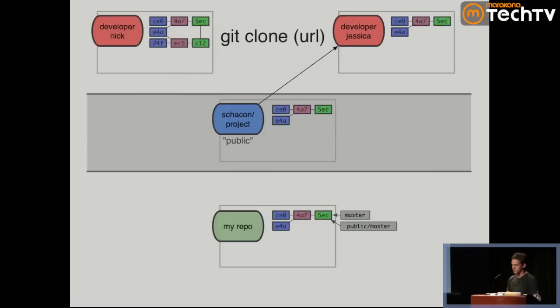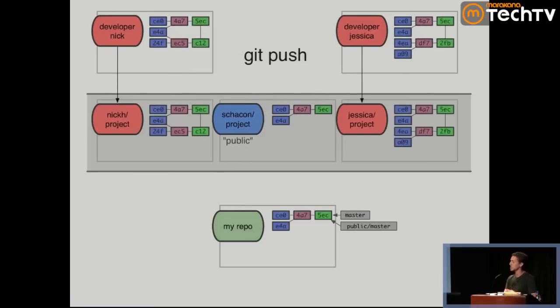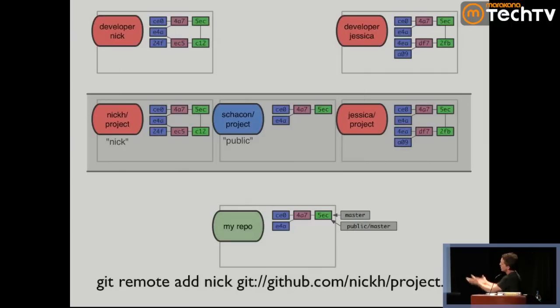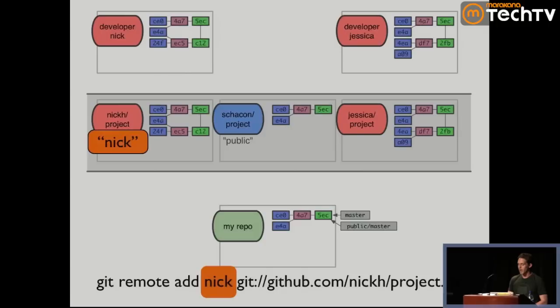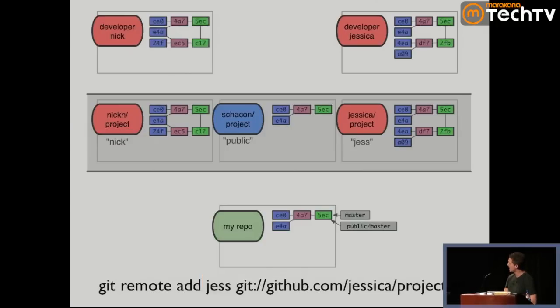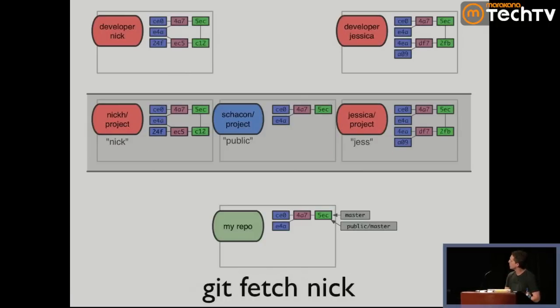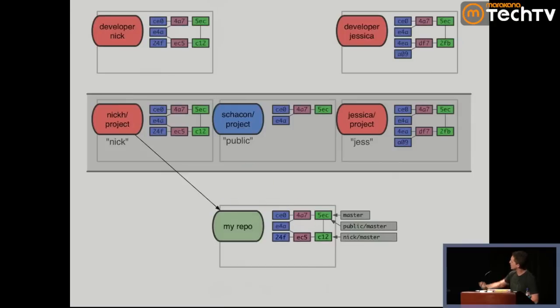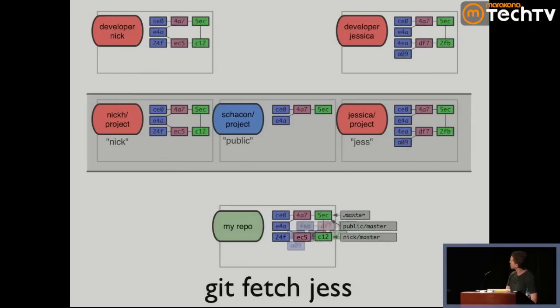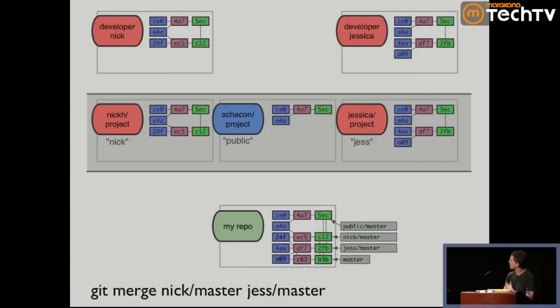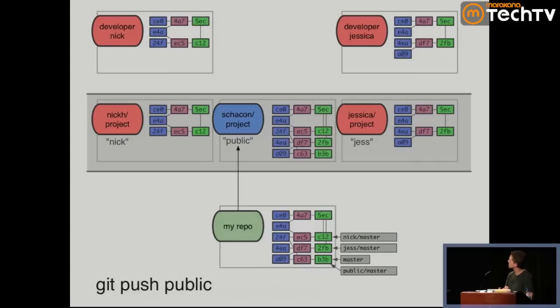So Nick clones it, gets the same objects. Jessica clones it, gets the same objects, does a commit. They both push to theirs that have the same property. Everybody can read it, but only they can write to it, right? And then they email me and say, here's the URL that has feature A. I can add him as a remote. I can add Jess as a remote. I can fetch Nick, pulls down his stuff. I get Nick/master. I can fetch Jess, pull down her stuff, I get Jess/master, I can merge them all together to update my master and push up, and then they can fetch from that to get each other's work, and that will scale out to thousands of developers, right?